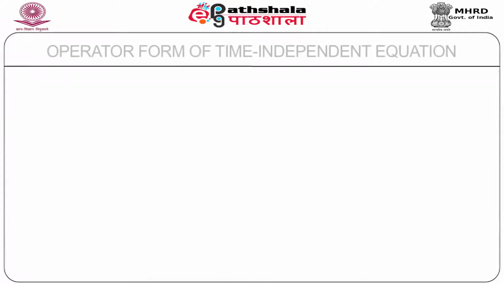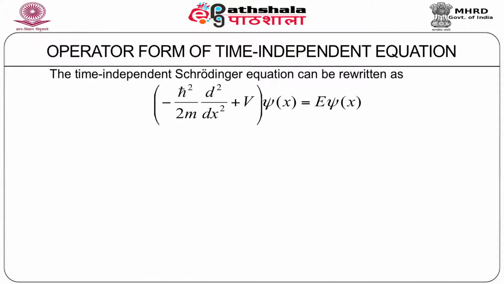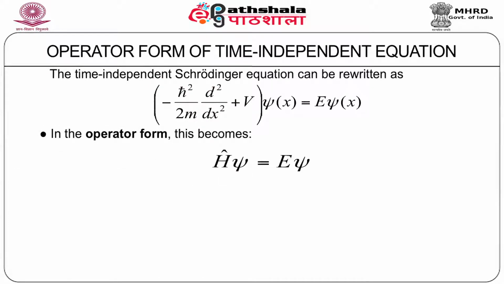Now you can also write the operator form of the time-independent equation. The time-independent Schrodinger equation can be rearranged and written as minus h bar squared by 2m d squared by dx squared plus V, acting on psi, equal to E psi. This is the first equation on the screen, and the term within the bracket on the left is just the Hamiltonian operator, which we have introduced. So in the operator form, this equation looks very simple, which is H psi equal to E psi.